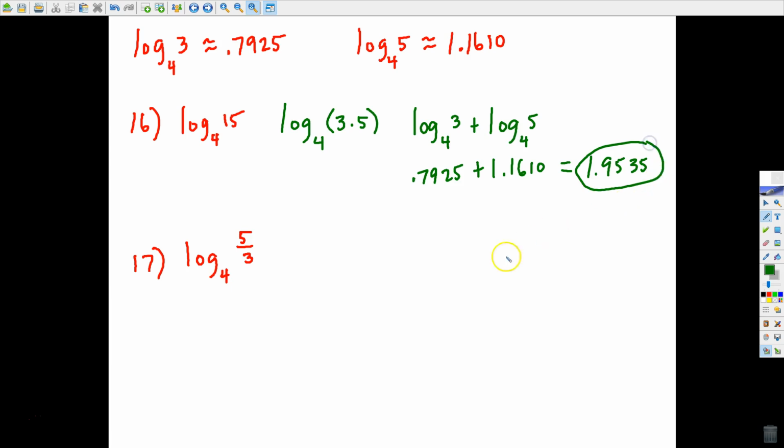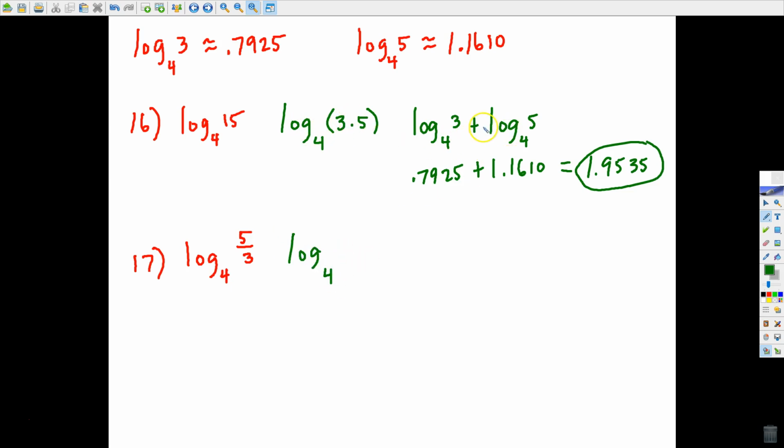And that's my answer for 16. For number 17, this is an example of the quotient property. And it says this: if I have a log of two numbers that are being divided, then I can break those up using subtraction.